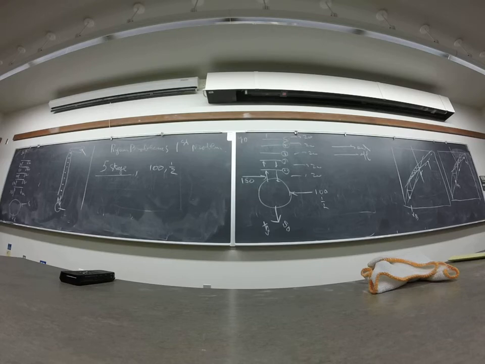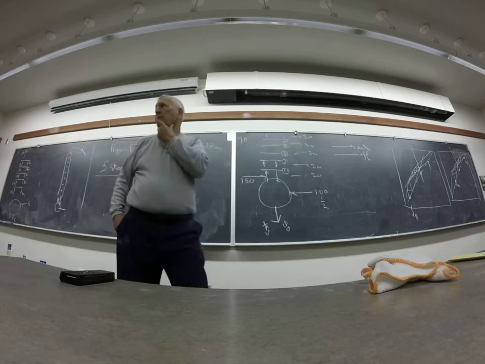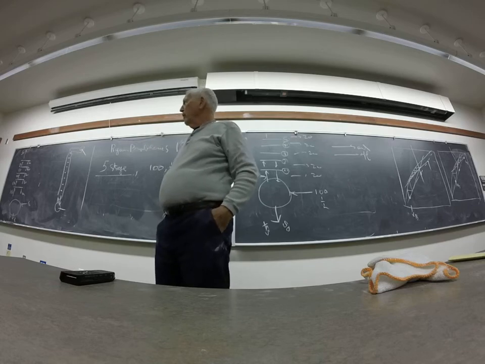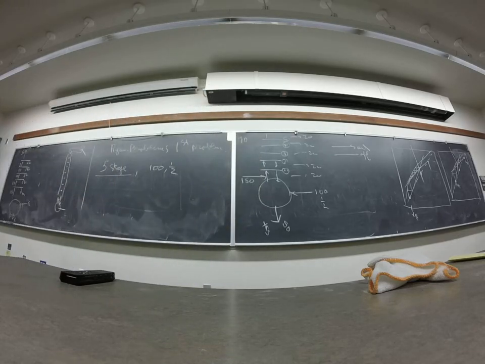So we've got a column whose feed location is known, whose number of stages is known, whose boil-up rate is known, whose reflux ratio we don't care about because there isn't one, it's all internal reflux due to heat loss. And the question is, what does this thing do?